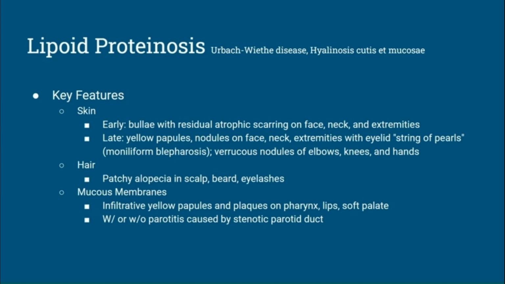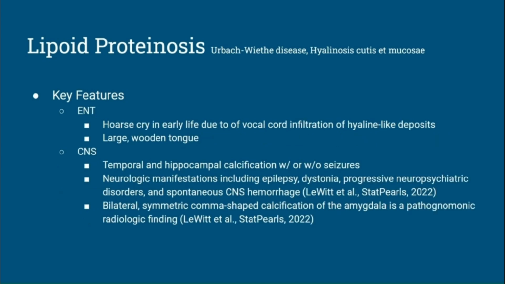You might also see infiltrated yellow papules on the mucosal lip. You might see a hoarse cry as well as large woody tongues. You could see temporal and hippocampal calcifications on MRI or CT with or without seizures. And therefore, with these calcifications, there is a chance of neurologic manifestations such as epilepsy, dystonia, and spontaneous CNS hemorrhage. You can also see bilateral symmetric comma-shaped calcifications of the amygdala, which is typically pathognomonic for this disease.